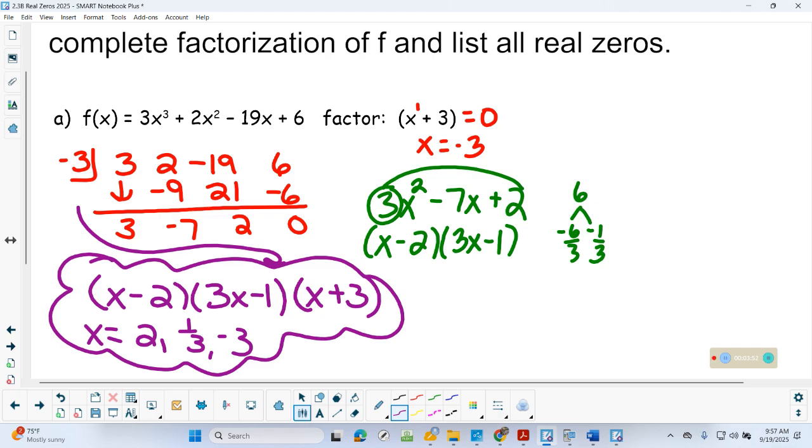So again, I really haven't taught you anything new. We're just adding on, putting the zeros together with it too. Any questions on this guy? All right, let's take a look at the next one.